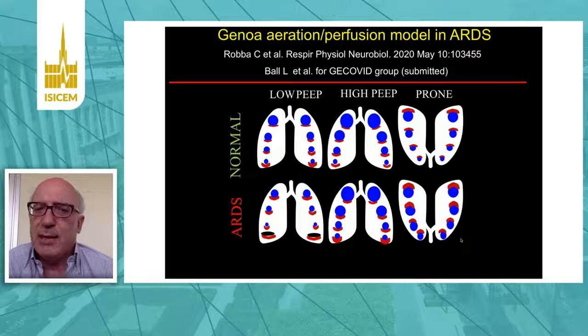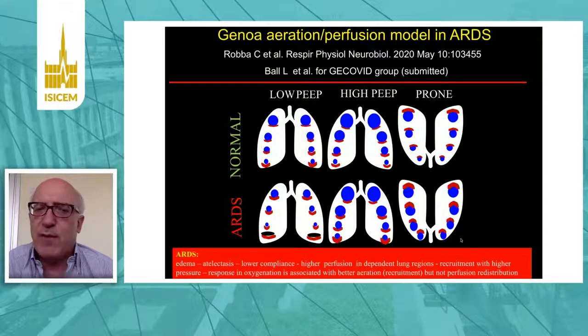In conventional, traditional RDS, we have an increase in lung weight with atelectasis in the dependent part of the lung, with more perfusion in the dependent part. And when we apply PEEP, we recruit this part of the lung, and we have observed also an increase in perfusion. When we prone this patient, we recruit the dorsal lung regions, maintaining perfusion in the dorsal areas.